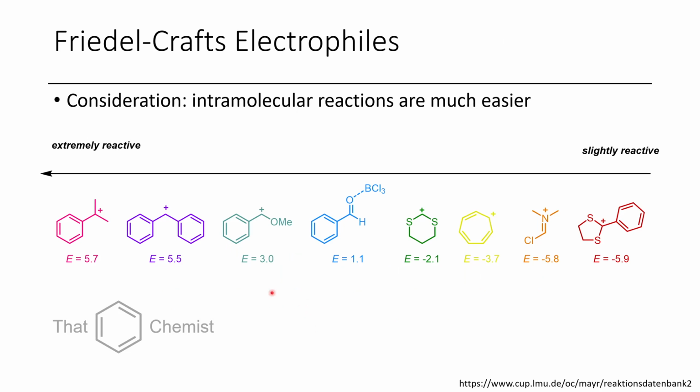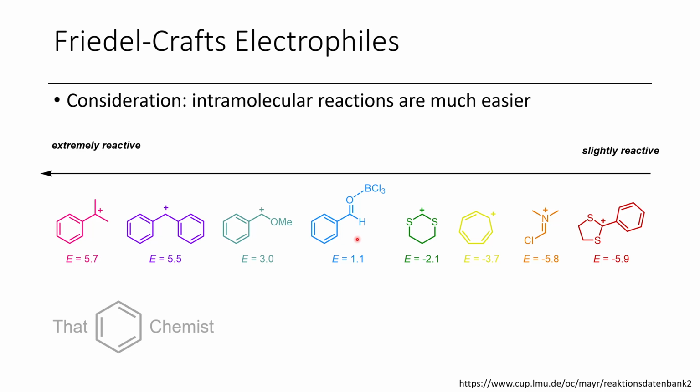Okay, so if we look at these electrophiles, we can get an idea of how carbocations tend to be in terms of E parameters. So here we have this cumyl carbocation with an E of 5.7. If we have this dibenzyl methane carbocation, this would be 5.5. However, if we have a stabilizing atom like an alkoxy group, this actually decreases the E to about 3. If we have an aldehyde in the presence of a Lewis acid, like boron trichloride, these are massively more reactive than they would otherwise be.